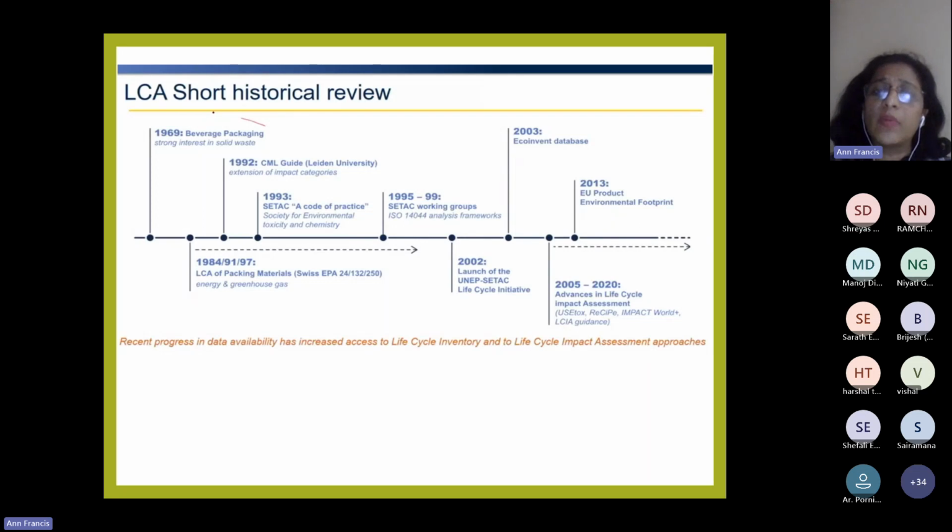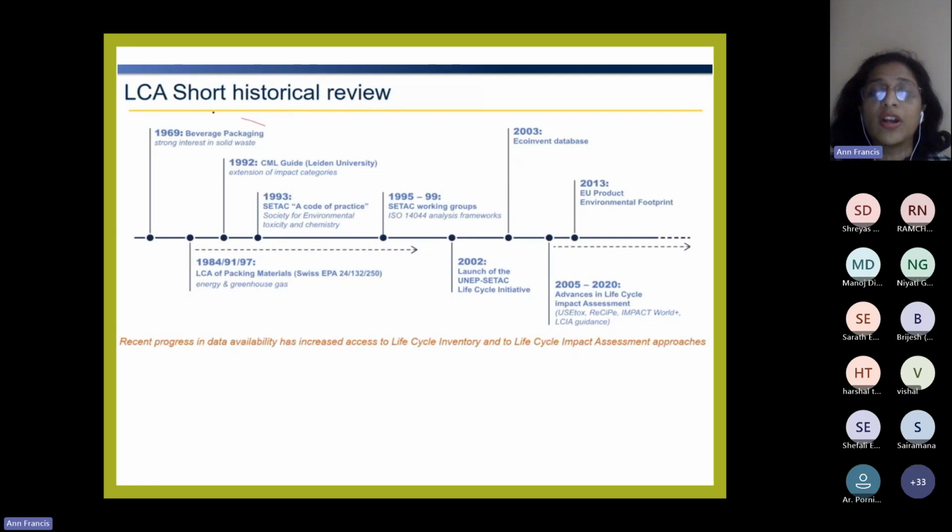Then gradually with time, a lot of databases have been developed which facilitate the performance of LCA. Today we have a lot of databases available country wise. I'll talk about all of this in the later phases. But LCA has evolved and it is still evolving. That's the point I wanted to bring.